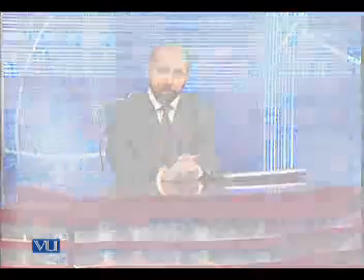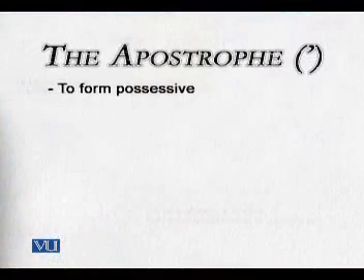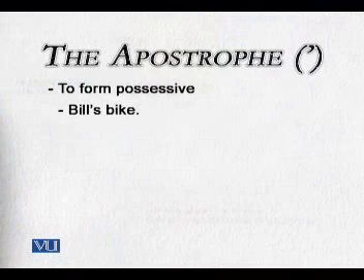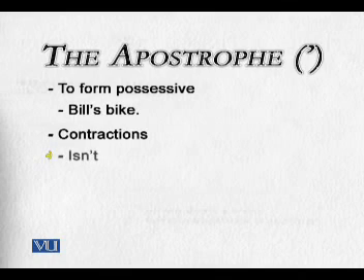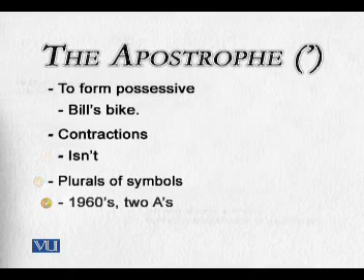Apostrophe, we use like comma and then S comes to show possession. And then some artificial plurals are there and we use, of course, apostrophe. Examples for you. To form possessive, like Bill's bike, and apostrophe is there. And second, contractions, like if the word was is not, and if we want to write isn't, apostrophe will be there. And then plurals of symbols, for example, 1960s, or 2A's, or don'ts, or do's. These are artificial plurals and we use apostrophe.